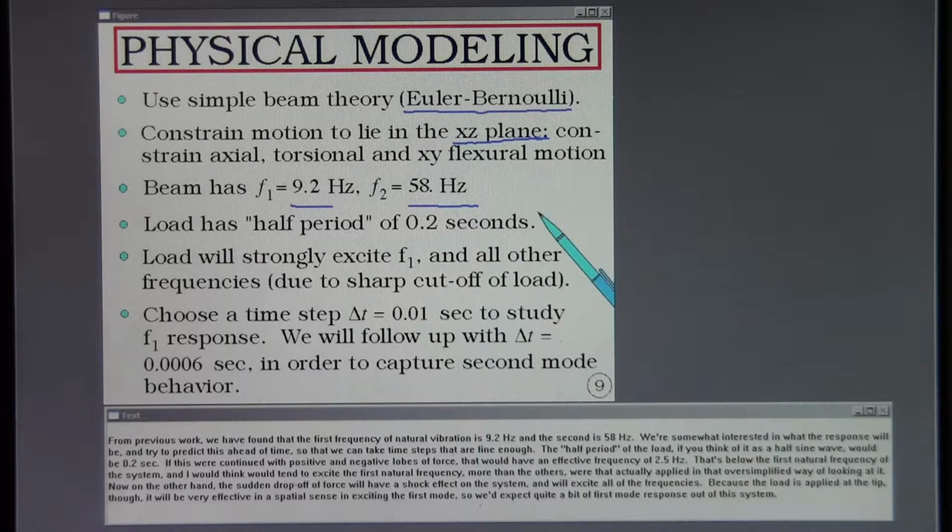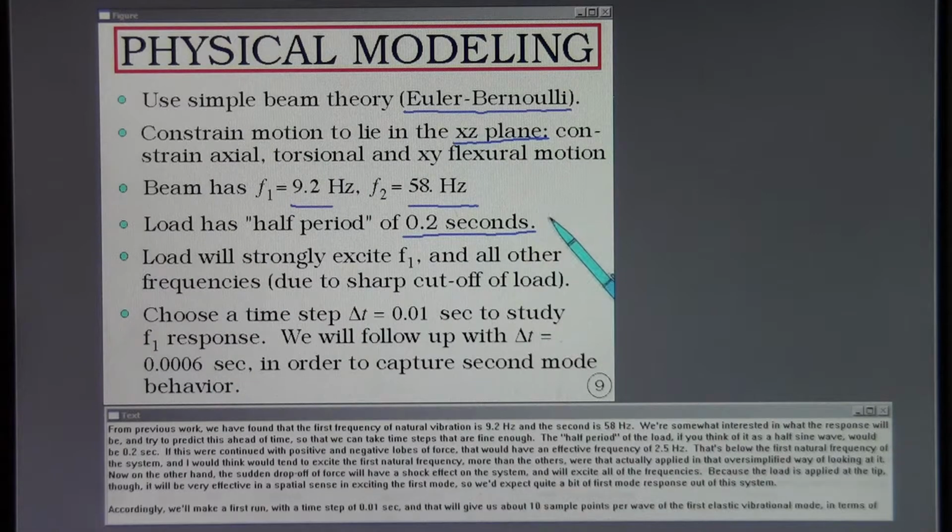The half period of the load, if you think of it as a half sine wave, would be 2/10 of a second. If this were continued with positive and negative lobes of force, that would have an effective frequency of about 2.5 hertz. That's below the first natural frequency of the system, and I would think would tend to excite the first natural frequency more than the others, were that actually applied in that oversimplified way of looking at it.